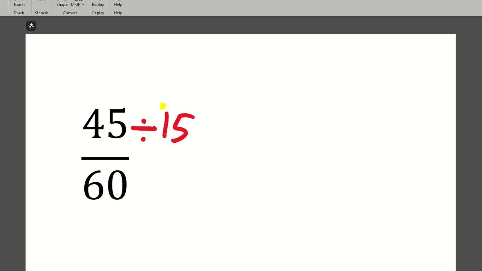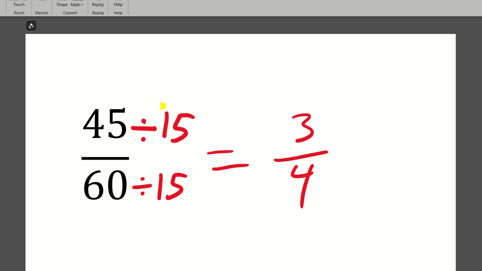45 divided by 15 and 60 divided by 15. 45 divided by 15 is 3, and 60 divided by 15 is 4. Anyways, sorry I messed everything up, but that was a good set of examples, hopefully helpful to you.